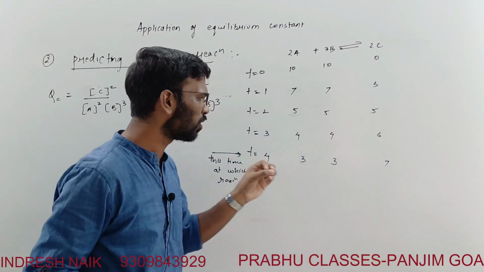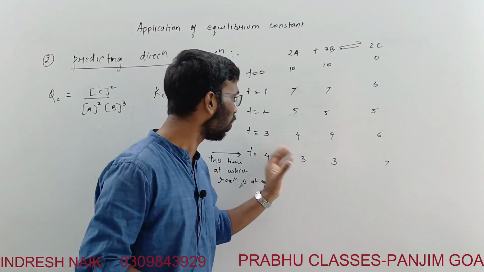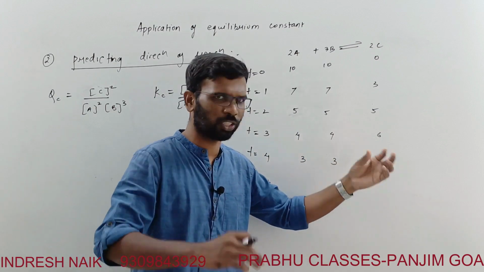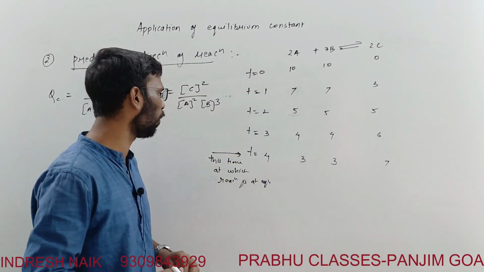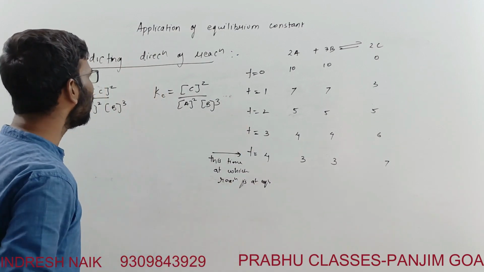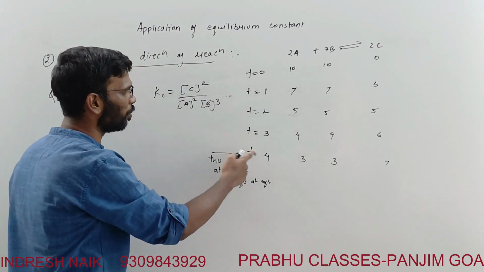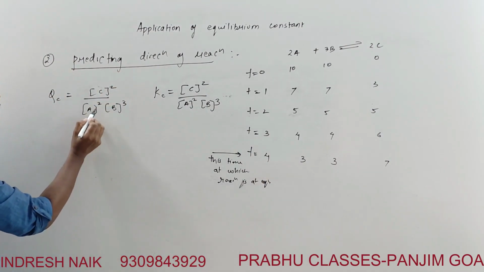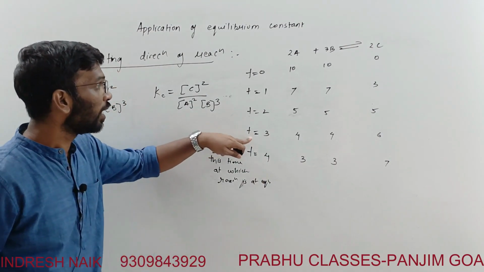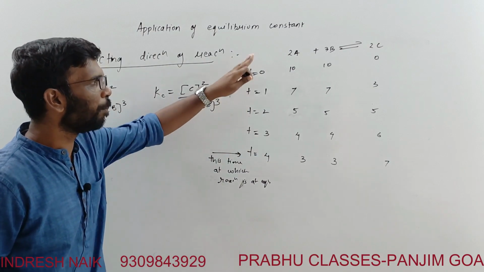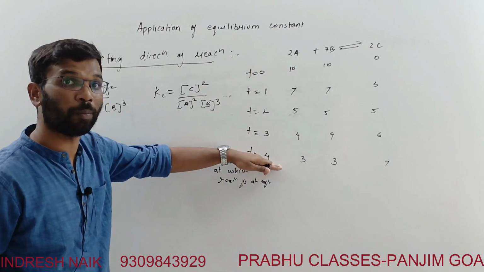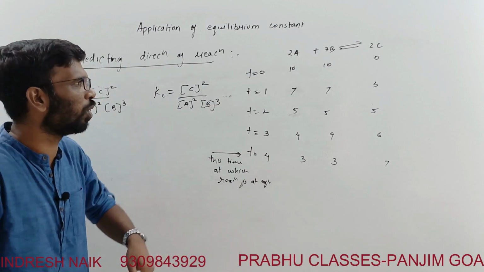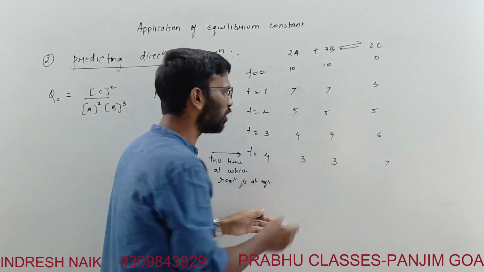For some of the reactants and products, the concentrations of A, B and C are going to remain constant at this point. Now what is QC? Let's say QC is any concentration before equilibrium. QC is the concentration of C, A and B at any point before attaining the equilibrium or after attaining the equilibrium. After attaining the equilibrium means the reaction is at equilibrium.